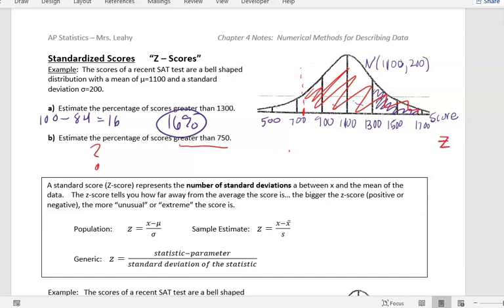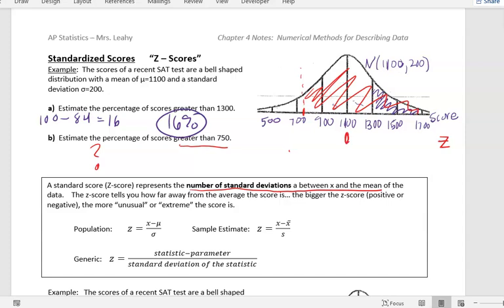A z-score is literally the number of standard deviations between your value and the mean of your distribution. Okay, so the idea is that the z-score tells you how far away from your average your score is. The bigger your z-score is, the more unusual your value is, the more extreme your value is. So if something has a z-score of 1, that's within 1 standard deviation above the mean. That's not very unusual. If something has a z-score of 7, we're like, wow, that is really big.